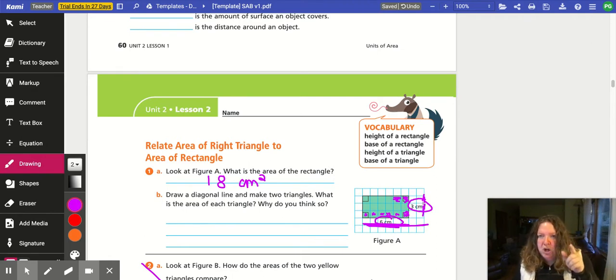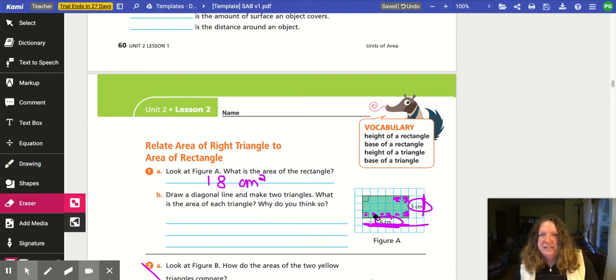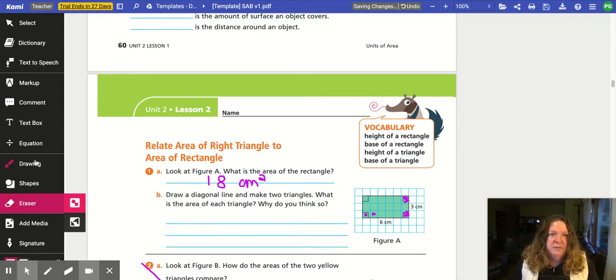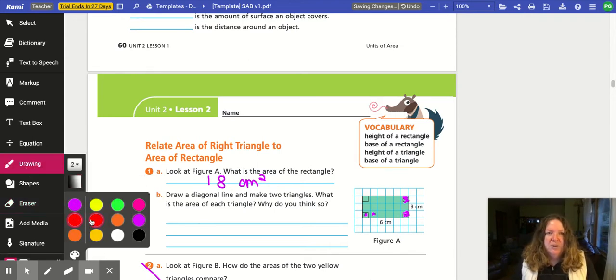Now it says draw a diagonal line and make 2 triangles. That's what you just did when you were folding your paper. So I'm going to grab my eraser tool a second and erase the stuff that I wrote here. My computer's just slow, I guess. There we go, we'll call that good. Okay, so I'm going back to my drawing tool, and I'm going to get a different color.